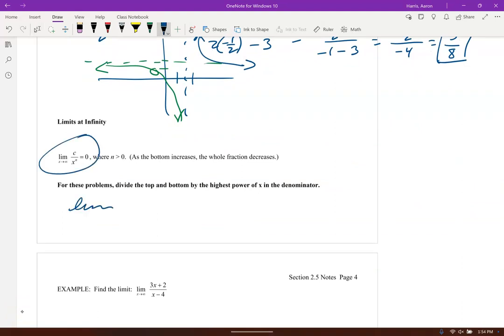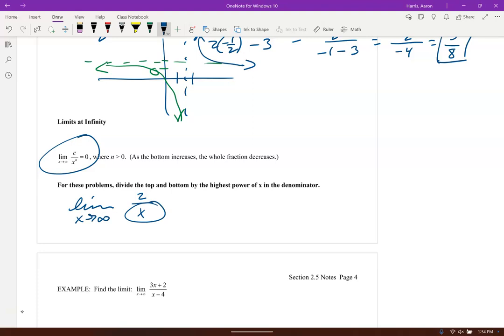If you have any sort of constant on the top, let's say it's 2 over x, and it's got to be positive there. If you think about this, as x gets increasingly large, I put in 10, I get 2 tenths. I put in 100, 2 100s. I put in 1,000, 2 1,000s. Put in 10,000, 2 over 10,000.